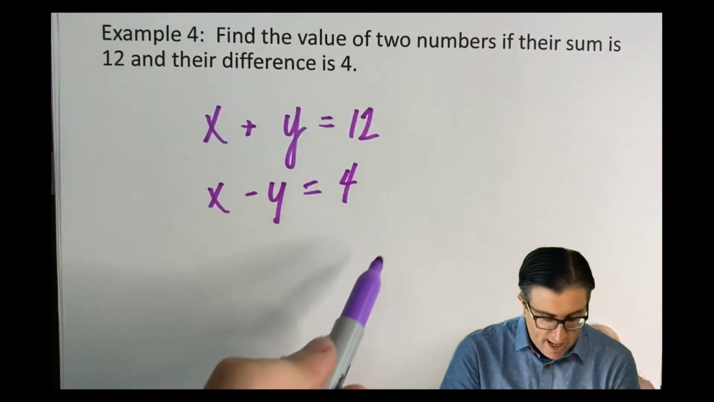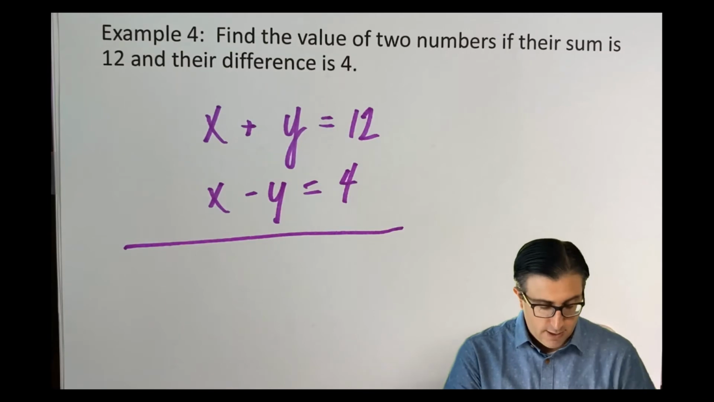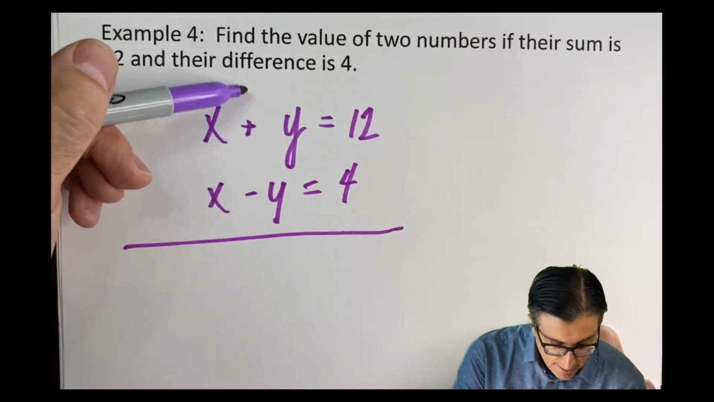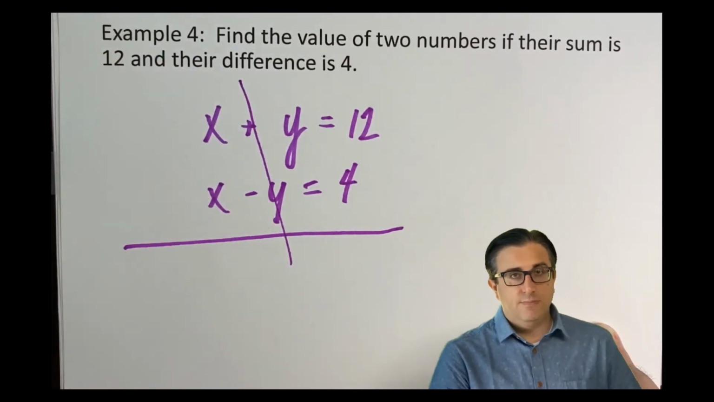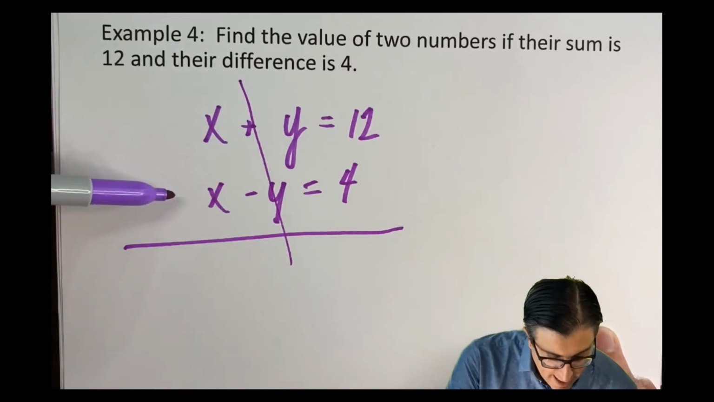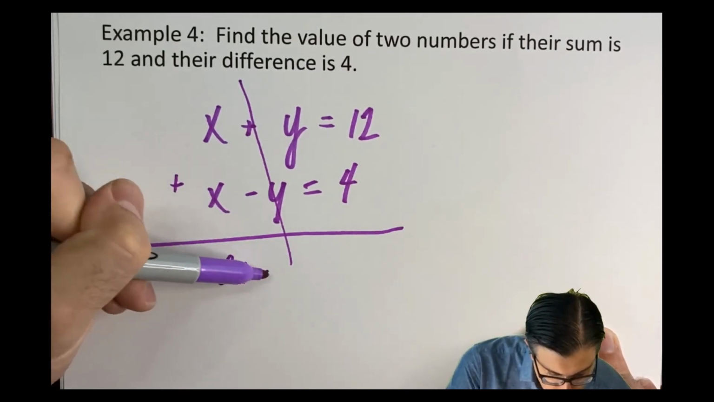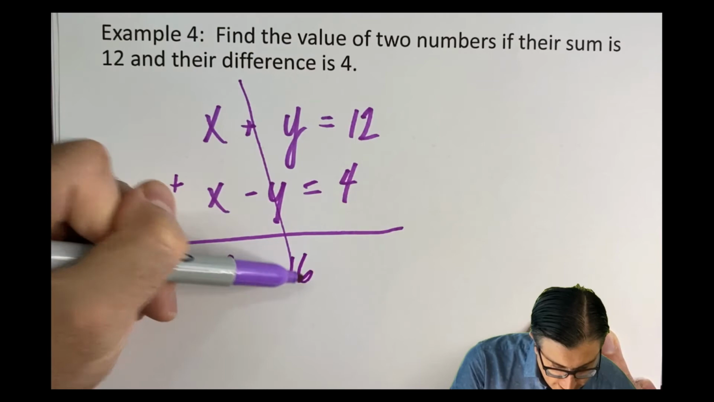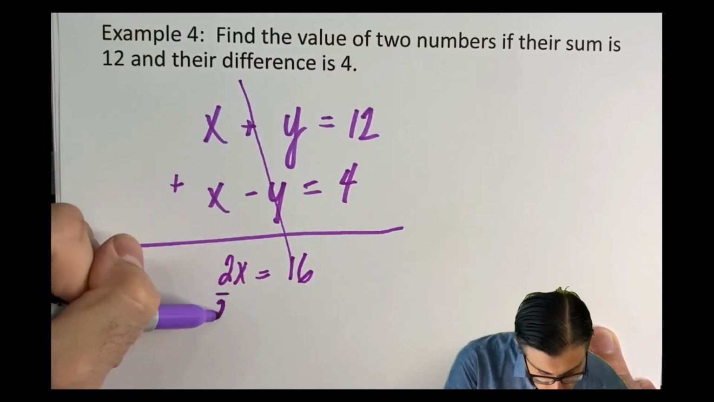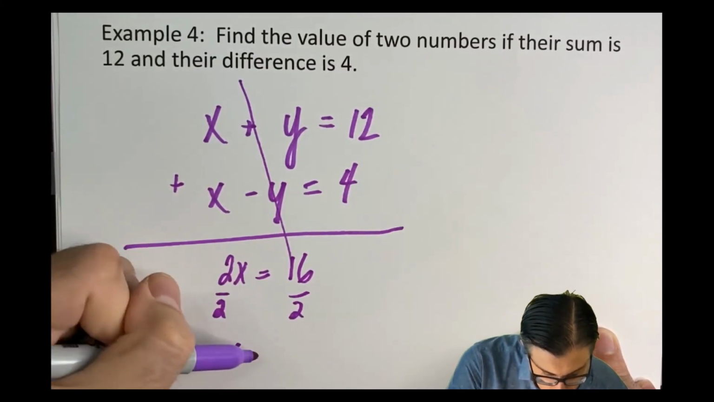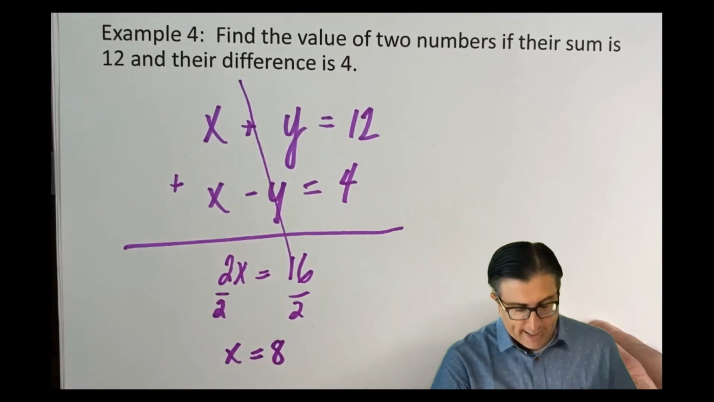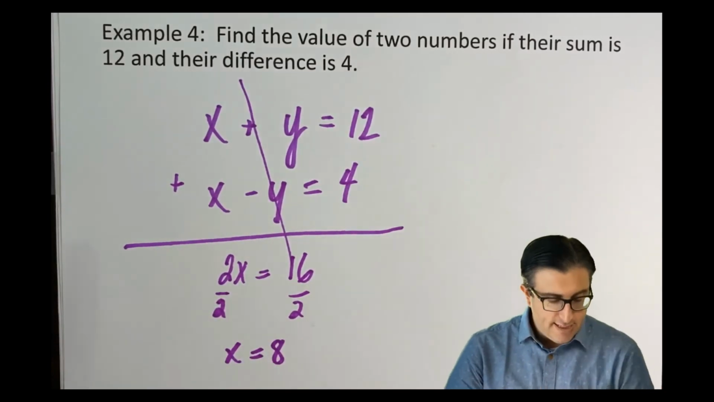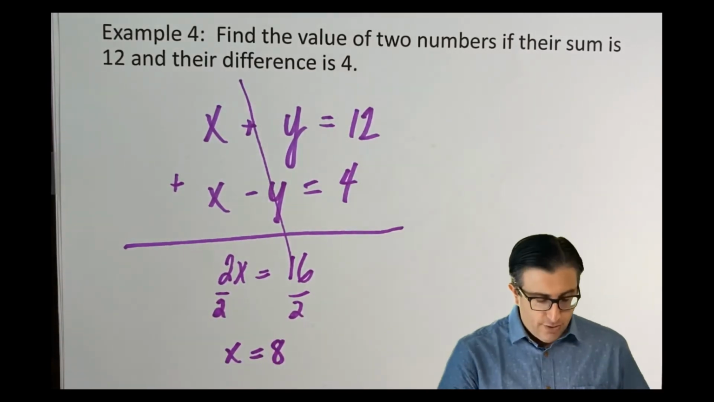This does not have to have anything multiplied to it because positive y and negative y immediately cancel. A little bit easier of a problem. X plus x is 2x. 12 plus 4 is 16. Divide by 2. We find out that one number, 16 divided by 2, is 8. So one of our numbers is 8. We need to figure out what the other number is.